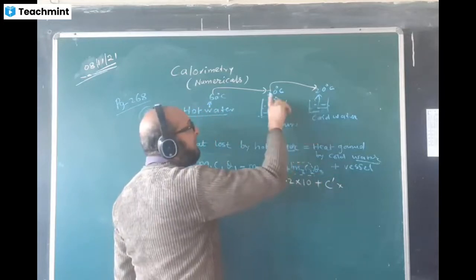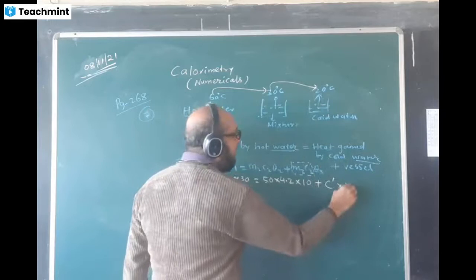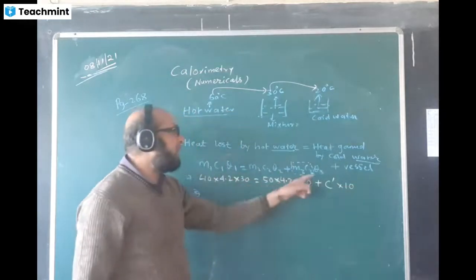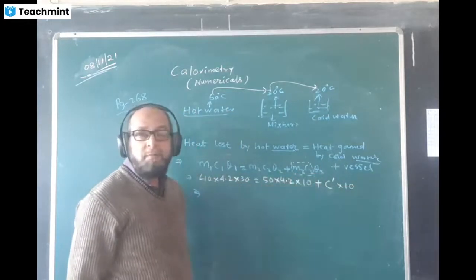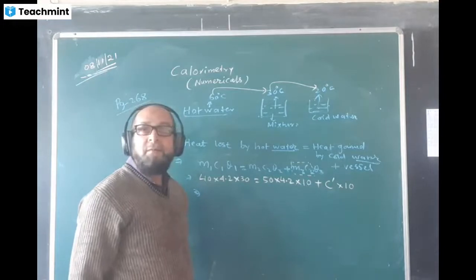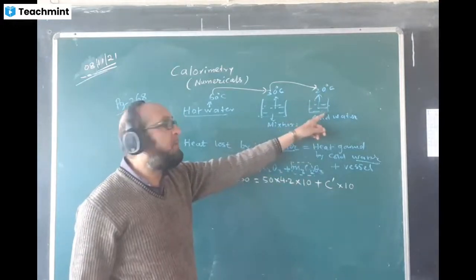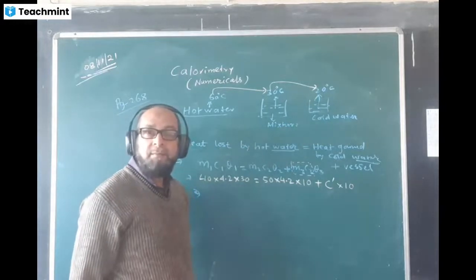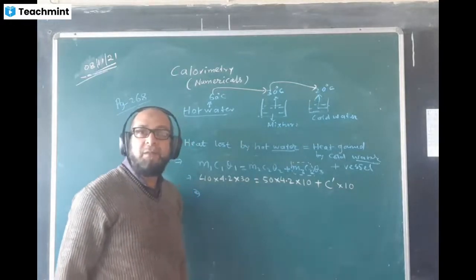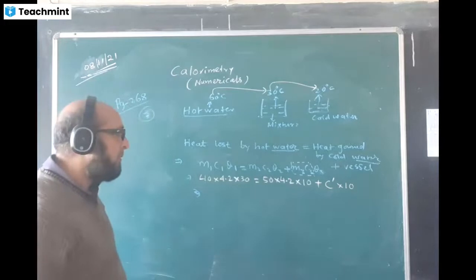For the vessel, same thing will happen. 30 minus 20 only, 10. Then theta 2 and theta 3 are the same. Whatever will happen to the temperature of this water, the same will happen to the vessel. Same thing will happen to the vessel. Okay?